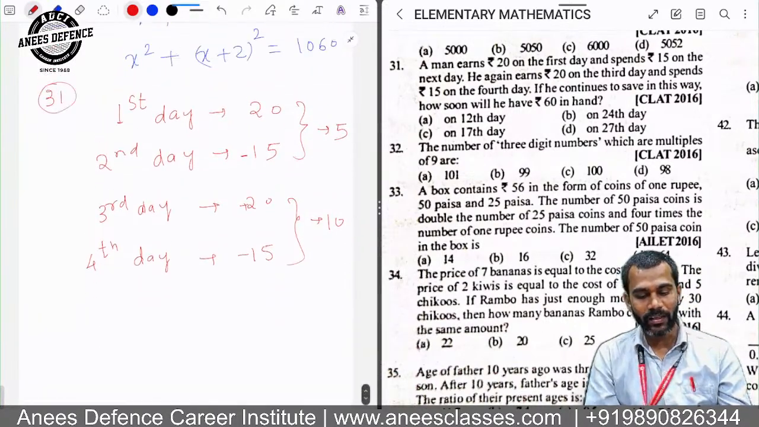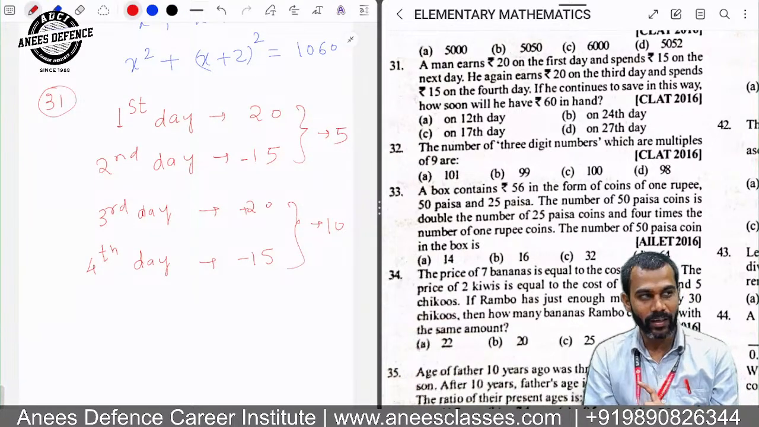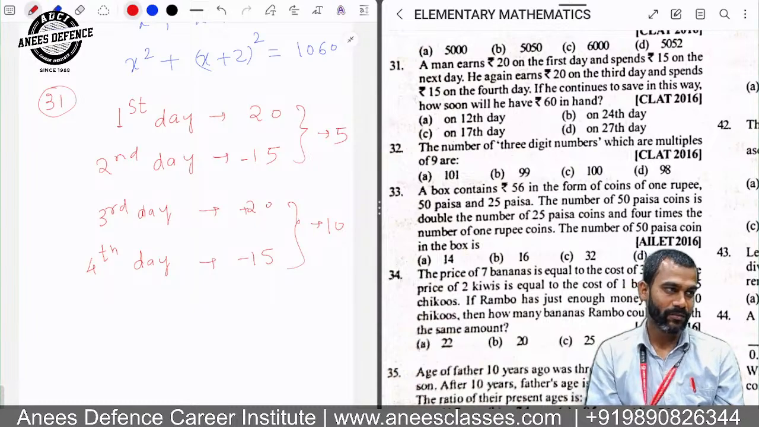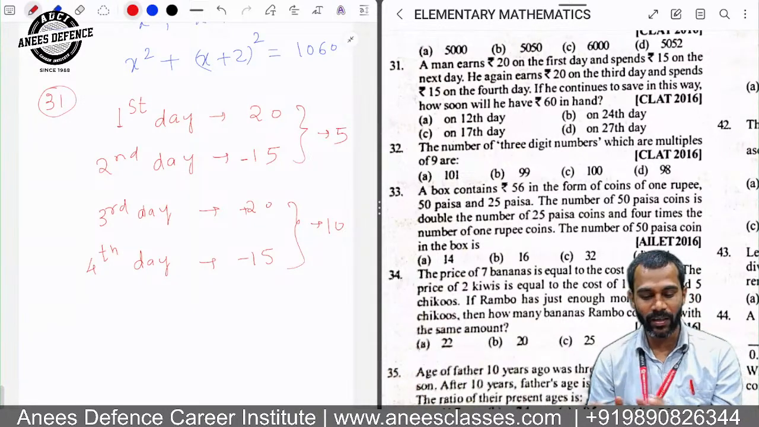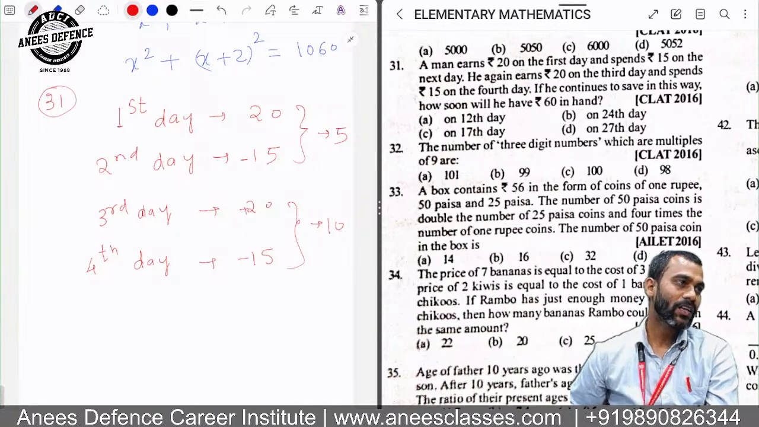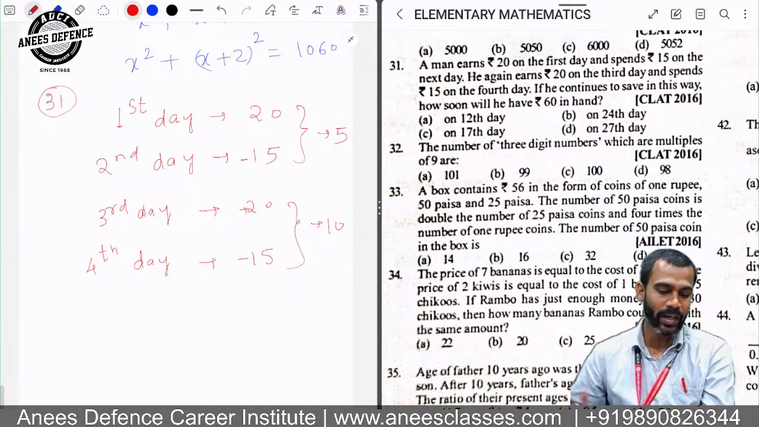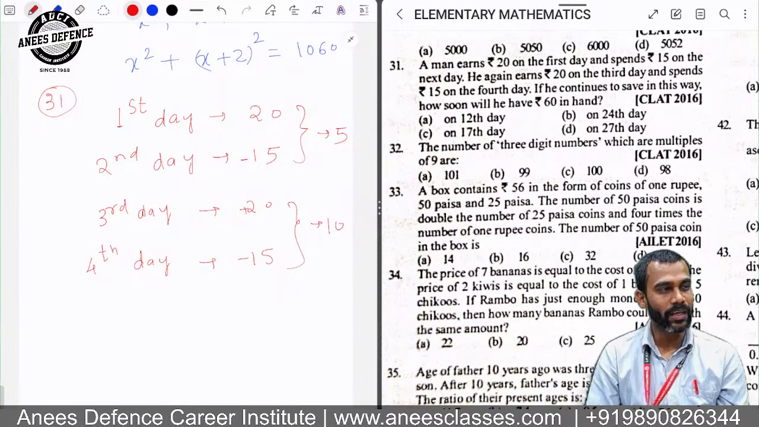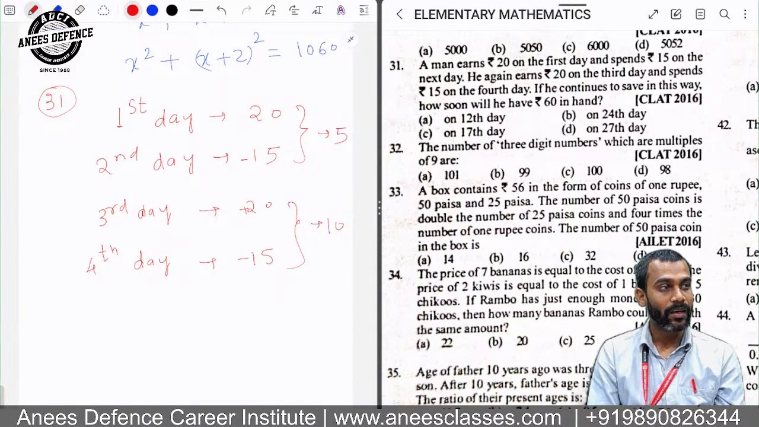Now, how many such pairs of days will be needed to have 40 rupees? Why 40 rupees? Because 40 plus 20 is 60. So after having 60 rupees, he will not spend. Yes or no? Because he already has 60 rupees. So for 40 rupees, he will need how many pairs of 2 days? 8. Why? That 8 into 5 is 40.